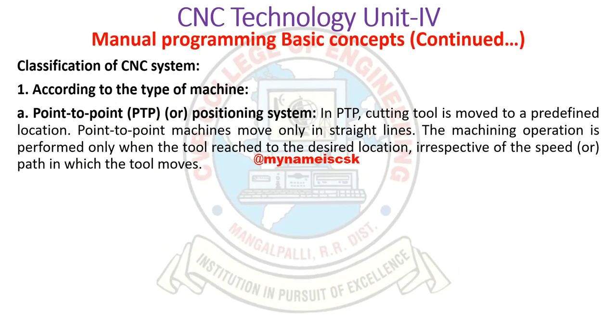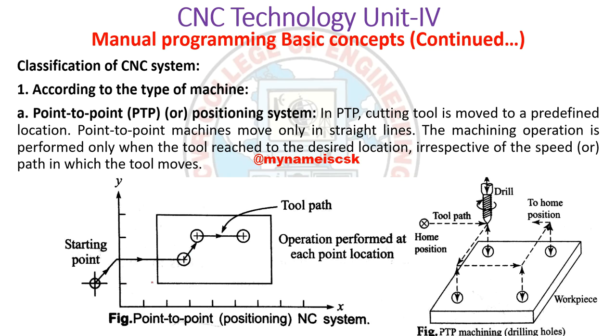First is point to point. Point to point is used for drilling purposes. The cutting tool will be at the home position and will come to the required position. Suppose these are like 5 comma 5, 25 comma 5, 25 comma 25, and 5 comma 25. If these are the coordinates, first from the home position you go to the first drill position, then the second drill position, then the third, then the fourth.